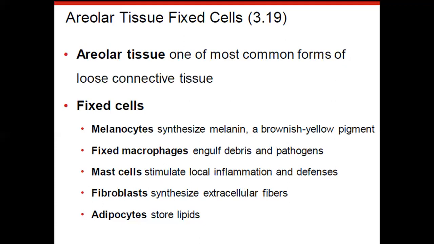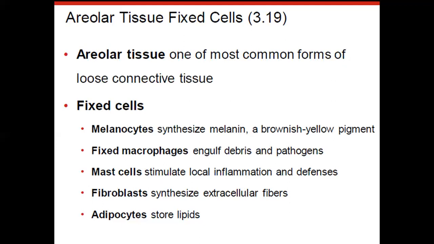Mast cells, they secrete this substance that causes local inflammation, but that helps you defend against those pathogens that may be located there, or if you get a cut, or if you get an infection somewhere. This local inflammation, because of substances secreted from mast cells, can isolate that damage or that infection.